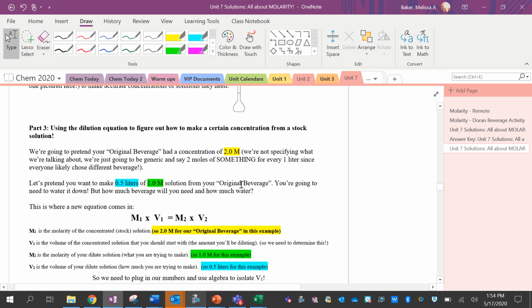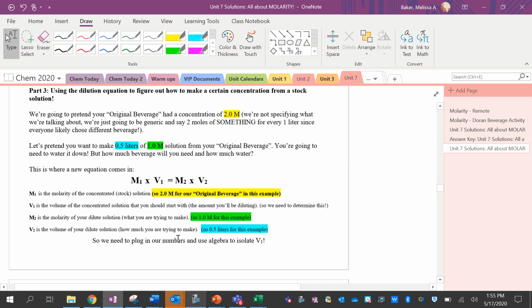All right, now we're going to do a different method of figuring out how to make an exact concentration of a solution. This time, rather than adding a solute like sugar to a liquid, we're going to take something that already has sugar in it, let's say a regular Gatorade, not a sugar-free, and we're going to just pretend it has a concentration of 2.0 molar. We're being generic here. Let's pretend that you want to make a half of a liter of a 1 molar solution from this 2 molar solution. How are you going to do this?